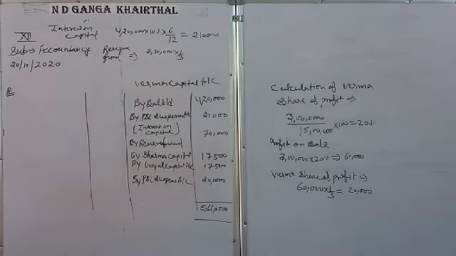So to Verma's executor account, the balance is transferred, the balancing figure.